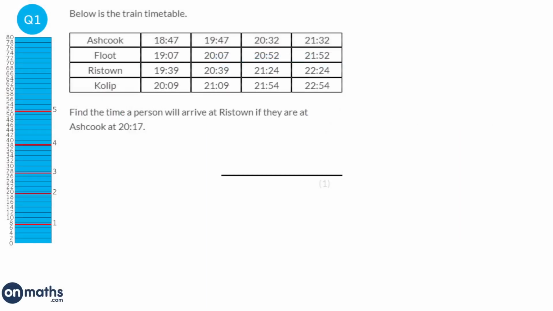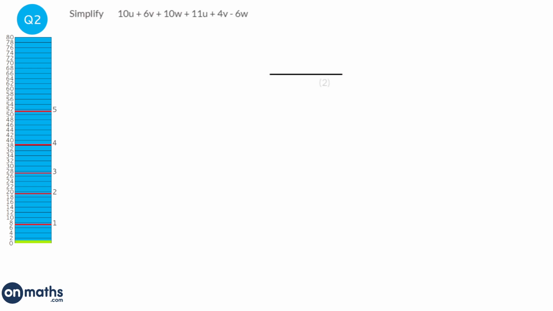So this person's at Ashcook at 2017. So they're going to have missed this train here, and they're going to have missed this train here. So those are off, but they will be in time for this train here. And we're looking for the time it hits Risedown. So it will get to Flute at 20:52, and then Risedown will be at 21:24.